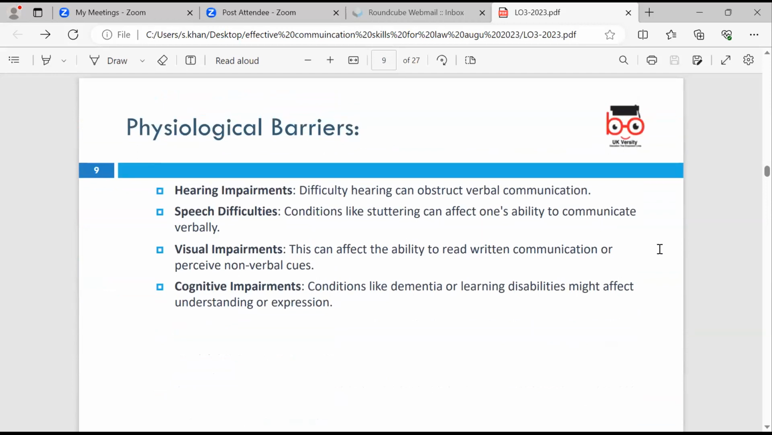Physiological barriers, which would be things like hearing impairments. Difficulty hearing can obstruct verbal communication. Speech difficulties, conditions like stuttering, can affect one's ability to communicate verbally. Visual impairments can affect the ability to read written communication or perceive non-verbal cues. Cognitive impairments, conditions like dementia or learning disabilities, might affect understanding or expression.